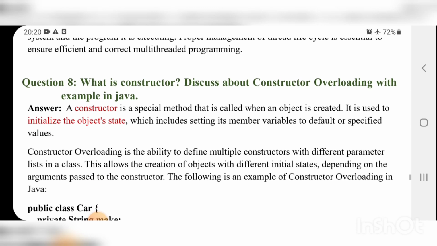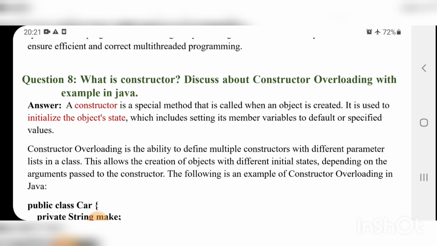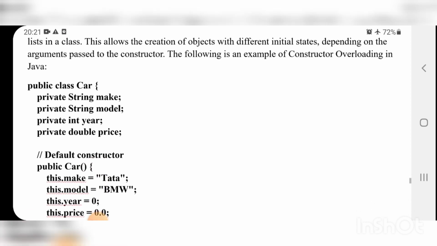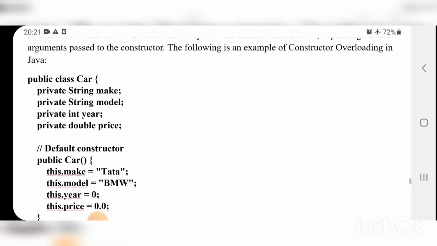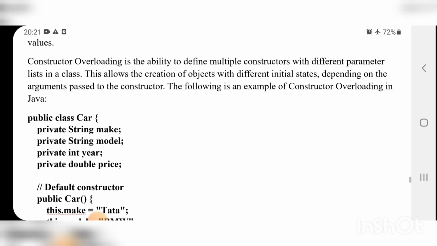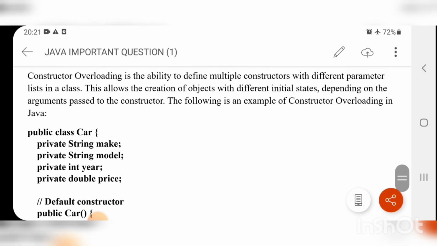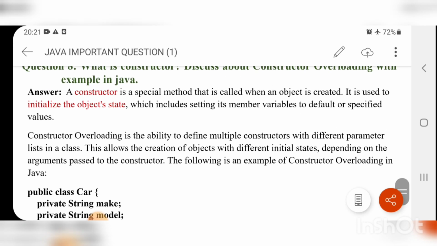Now coming to the 8th question, which is: what is a constructor? This also discusses constructor overloading with an example in Java. So first of all, what is a constructor? A constructor is used to create the instance of the class. In the example, the class name is Car, so the default constructor is named by the class name only. It is used to create the instance of the class, or we can say it is used to initialize the object state.